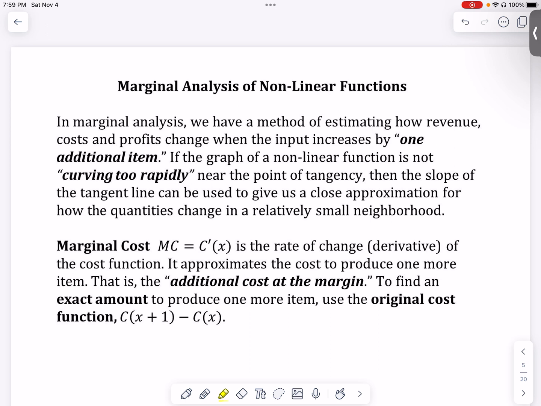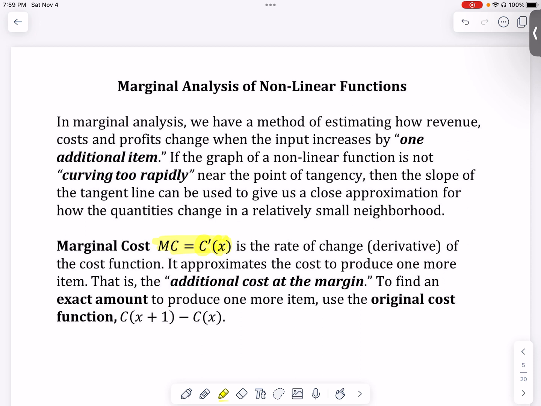So I'm going to read this and kind of interpret what it says. In marginal analysis, we have a method of estimating how revenue, costs, and profits change when the input increases by one additional item. We looked at this in a previous lesson. If the graph of a nonlinear function is not curving too rapidly near the point of tangency, then the slope of the tangent line can be used to give us a close approximation for how the quantities change in a relatively small neighborhood. So marginal cost is always your C prime, so your derivative at X.